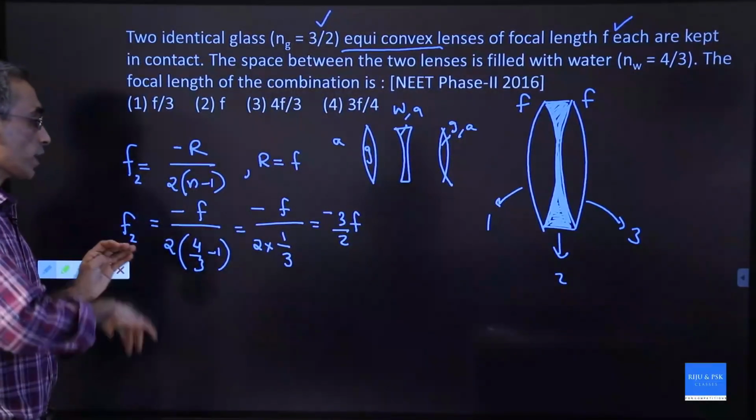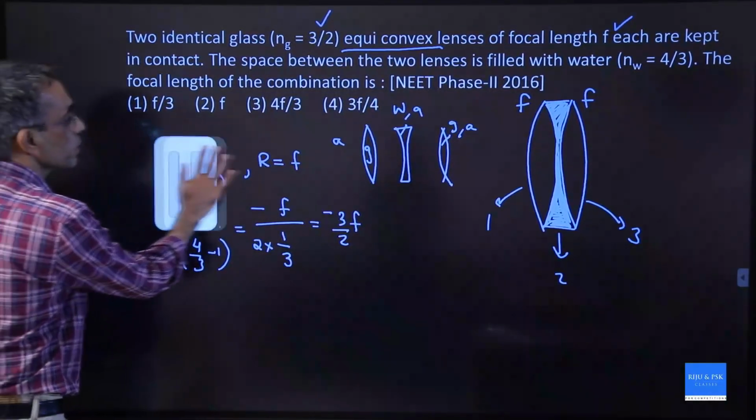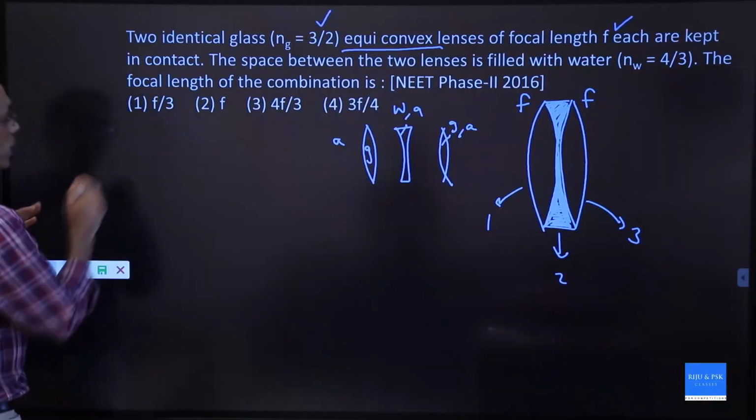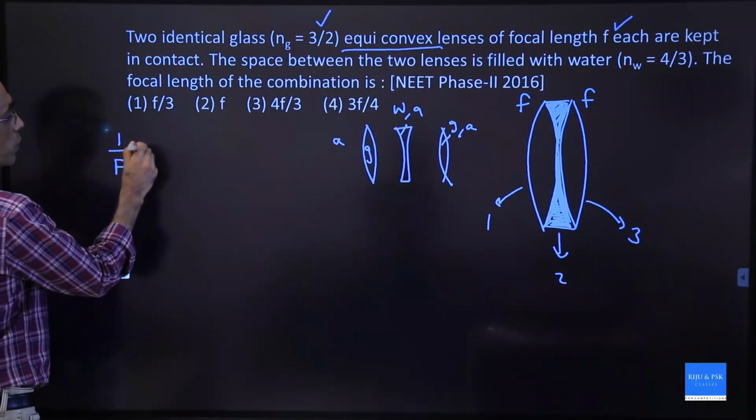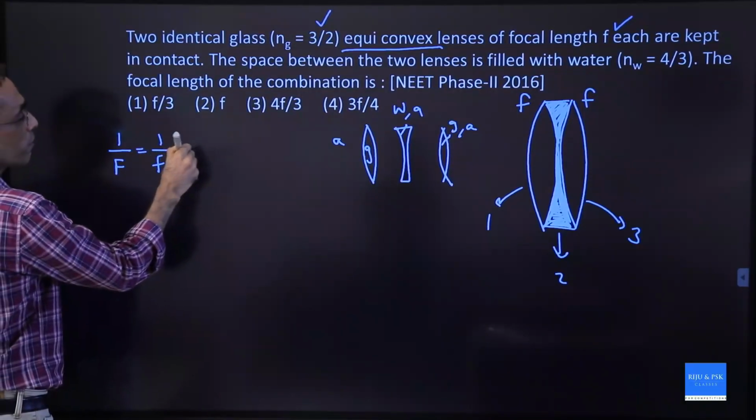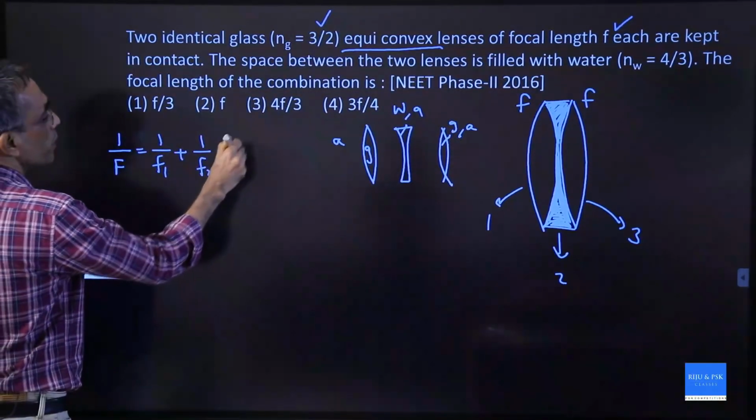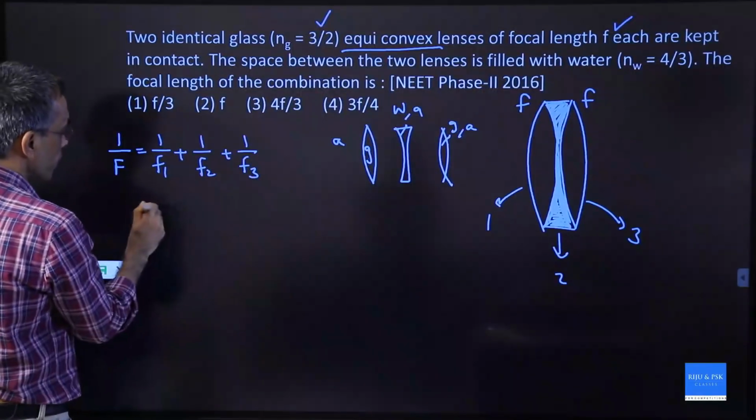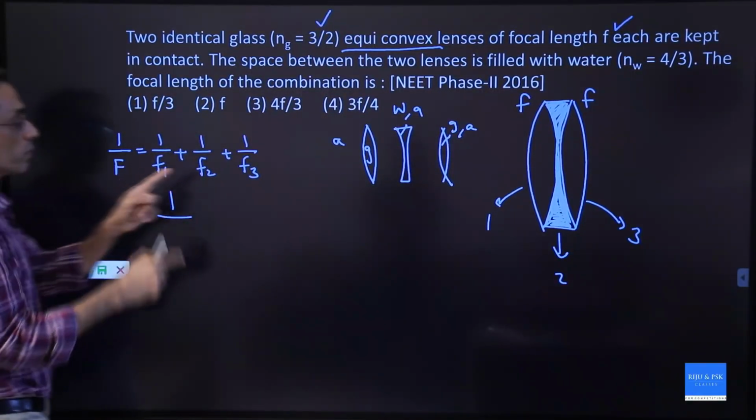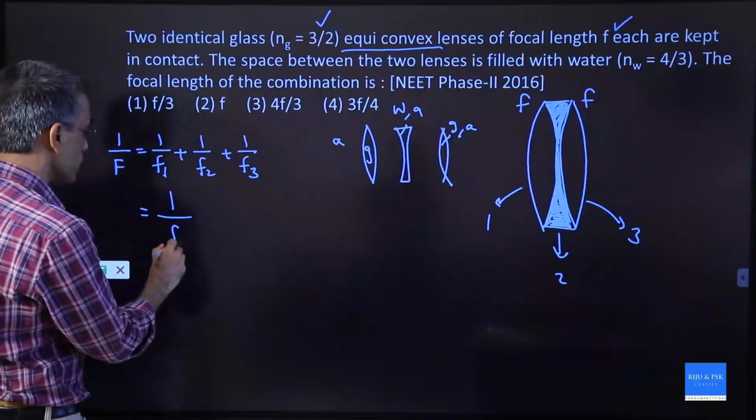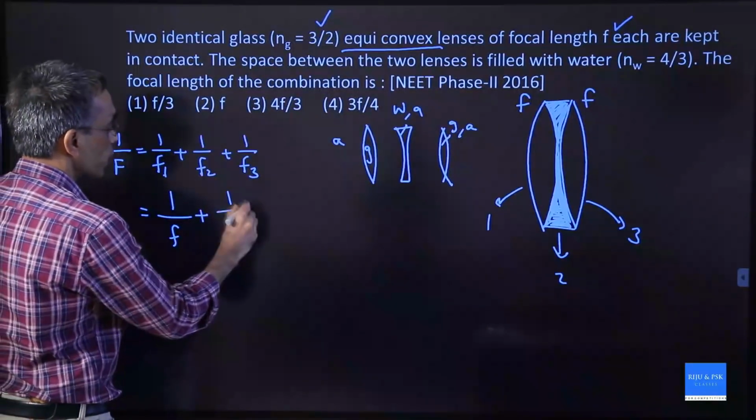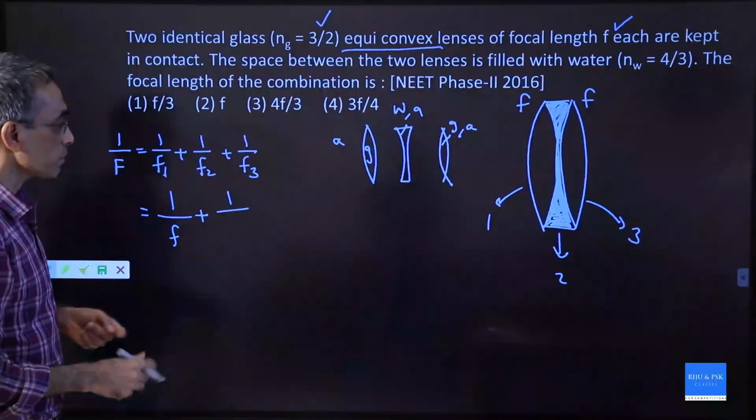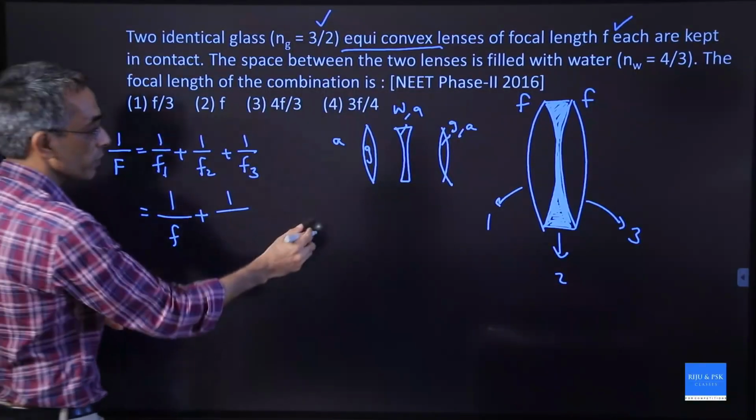Fine. Now, let us calculate the total focal length. The total focal length is now given by the equation 1/f = 1/f1 + 1/f2 + 1/f3, which is equal to 1 by the focal length of the first convex lens, taken as f, plus the focal length of the concave lens, which must be taken as the minus value that we proved here.